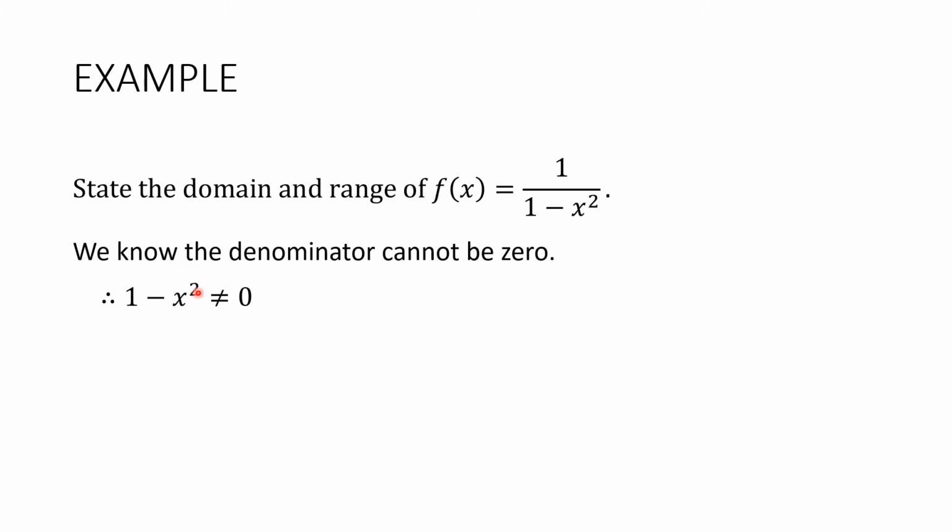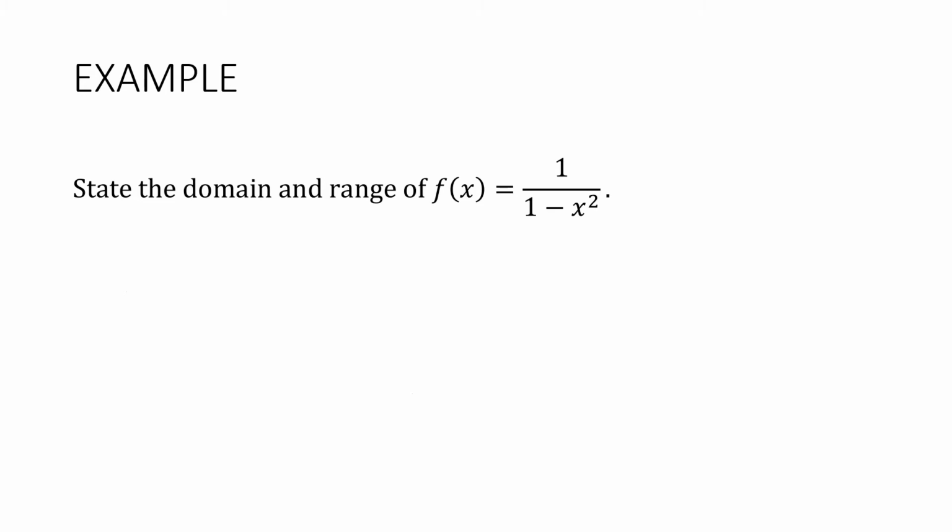So 1 minus x squared cannot equal 0. Taking the x squared over the other side, x cannot equal plus or minus 1. That's the only issue. So our domain is all values of x such that x is not equal to plus or minus 1. Now with the range, it is tricky. You kind of got to think backwards.